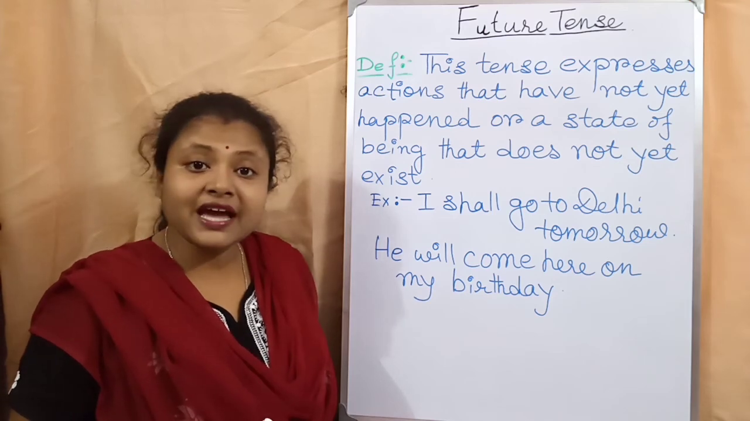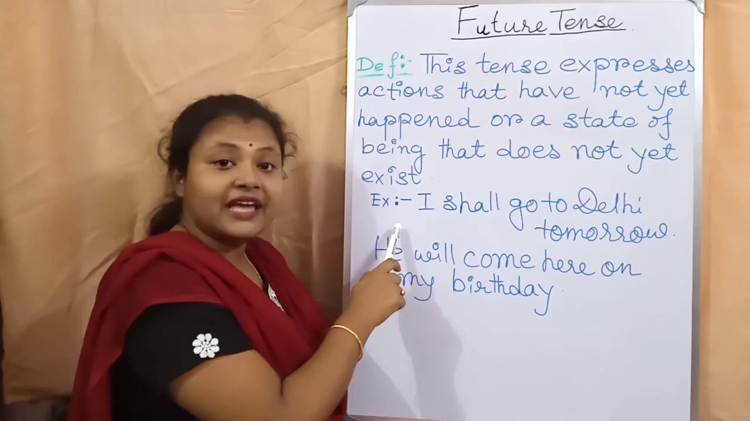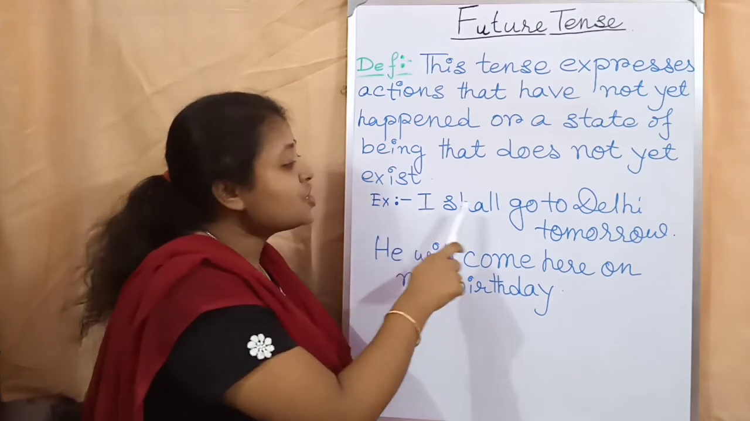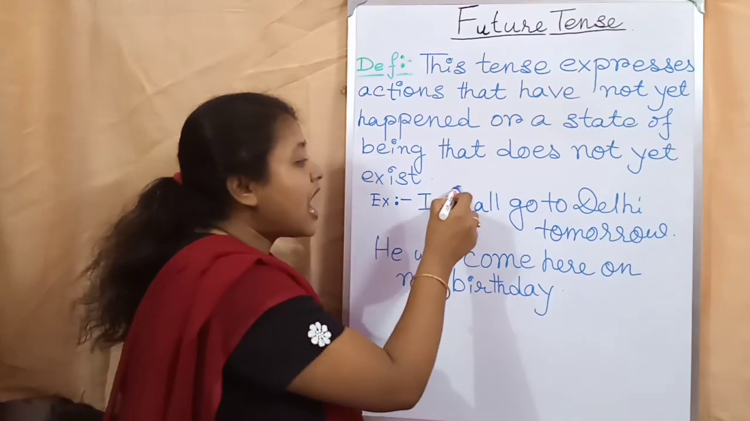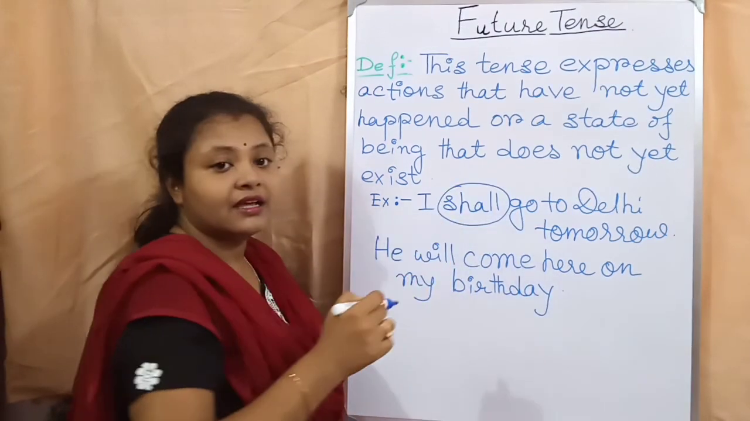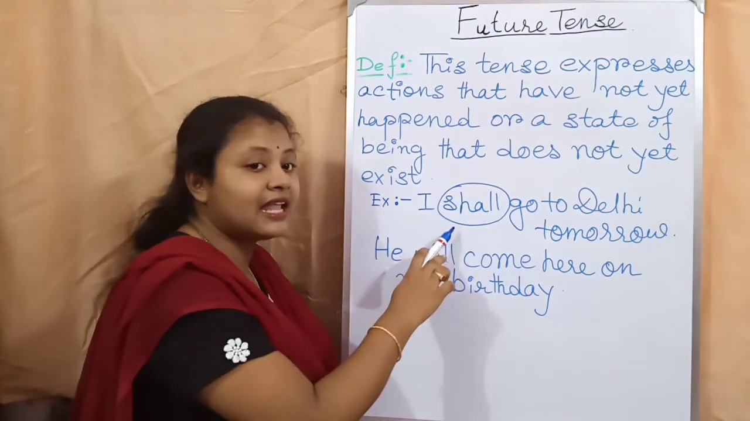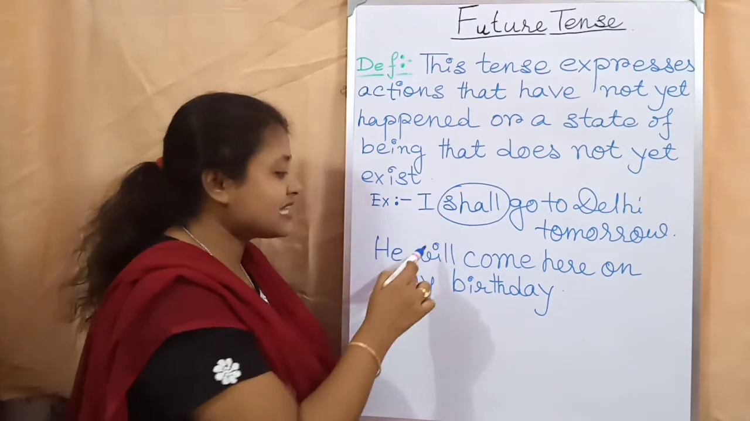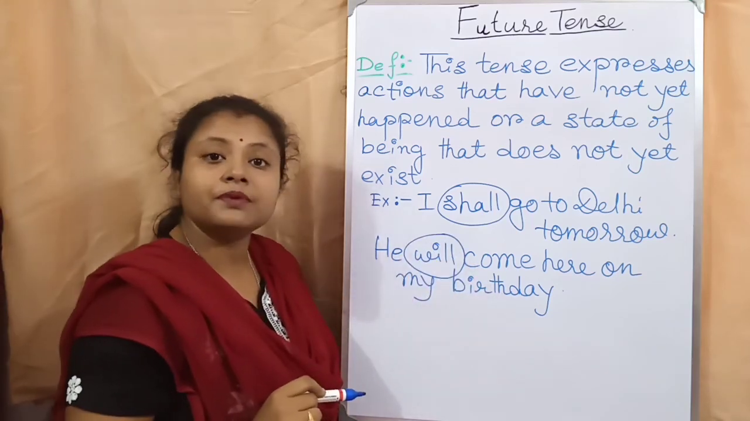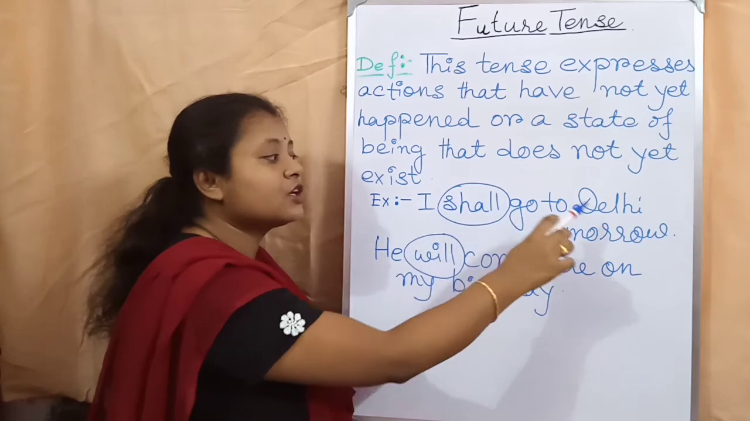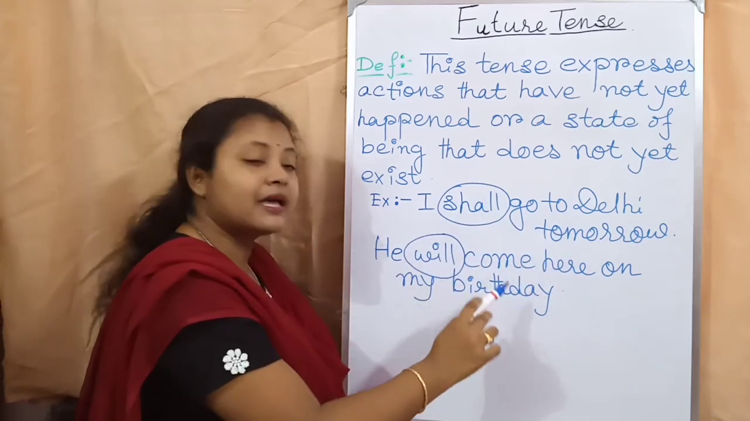How will you understand that this sentence is written in future tense? Look at the example over here. I shall go to Delhi tomorrow. So here, I shall. Okay? I shall go to Delhi tomorrow. Here, shall. Next sentence. Look at the next sentence. He will come here on my birthday.